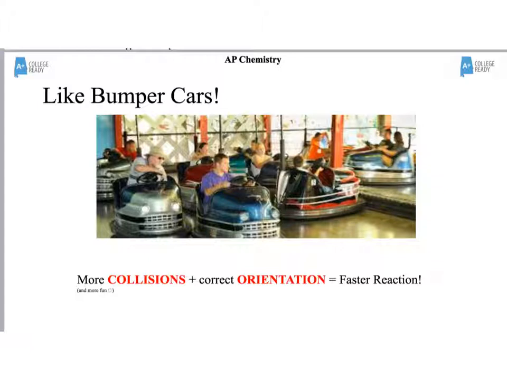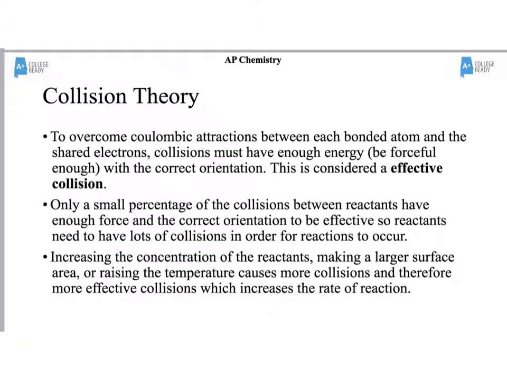We want more collisions with the correct orientation. So that if you have more collisions with the correct orientation, then that's going to cause the reaction to happen faster. What does that mean? We're going to be breaking bonds. And then if we break the bonds, then we can make the bonds, and that's the whole point of a reaction, is to break bonds, which then we make new bonds, and that's what happens in the products. So, collision theory.